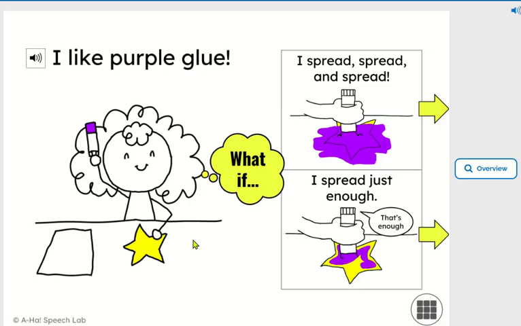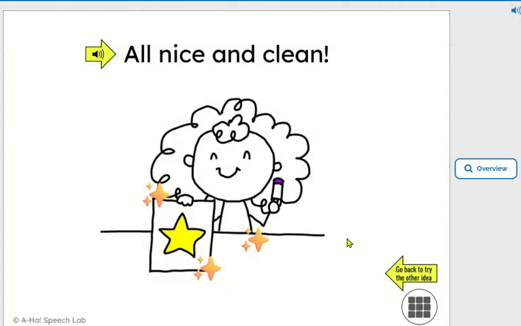The actual goal of this activity is not finding what's correct or incorrect. It's really not so much being right or wrong, but thinking through the situations. So make sure that they don't get all caught up on finding the right answers. You can start with either one. So what if she likes purple glue? What if she just spreads just enough? What's going to happen? All nice and clean. So it's all going to be fine.